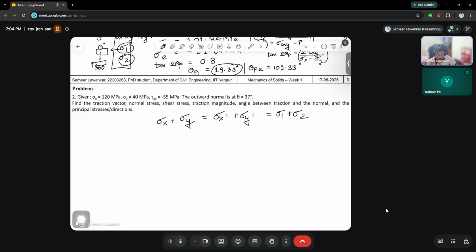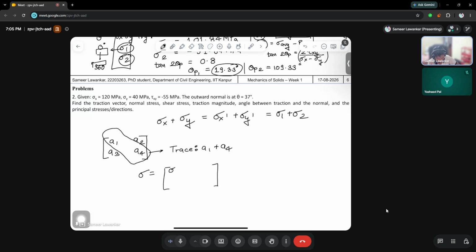That means at any orientation, when you add the trace, what does trace mean? In matrices, let us say the entries are A1, A2, A3, A4. The summation of the diagonal terms is called the trace, and from there the word trace comes. In the plane stress condition, sigma is denoted as sigma xx here, sigma yy here, tau xy here, and tau yz here. So this is again the trace, correct?